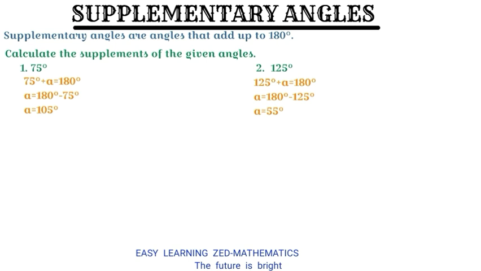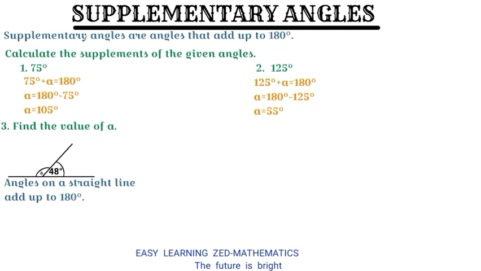Okay, now let's look at question 3, and the question is this one. Find the value of A. So as you can see A there, we are going to find the value of A. What property are we going to use? It's related to the property of supplementary angles, but this one is angles on a straight line add up to 180 degrees. Angles on a straight line add up to 180 degrees.